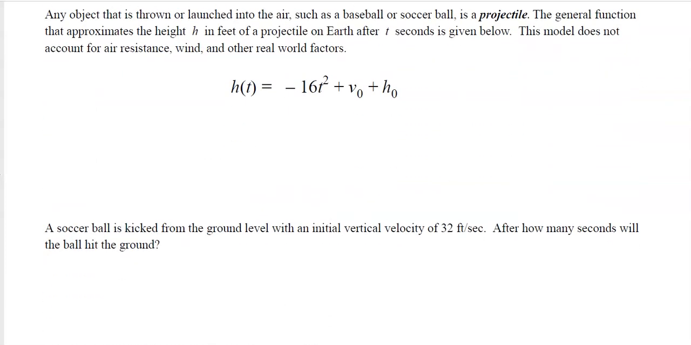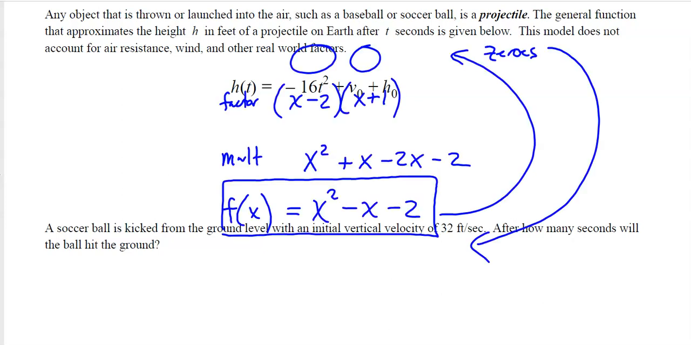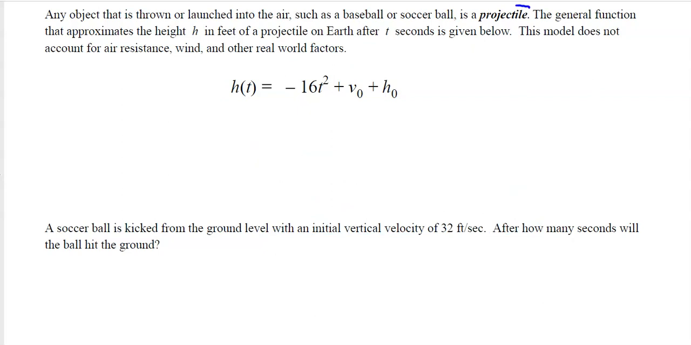All right, an object is thrown or launched into the air, such as a baseball or a soccer ball. It's called a projectile. So projectile motion is modeled by quadratics. The general function that approximates the height, h, so this is our height, and the height is a function of time, meaning you plug a time in and you'll get a different height. So it's a function machine for height with inputs of time. On Earth, after t seconds given below, so t is our seconds, that's our time.